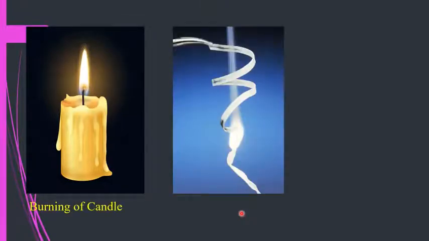This is burning of candle. Do you know what is this? This is magnesium ribbon, and this is the burning of magnesium ribbon. And when magnesium ribbon is burnt, then this type of white ash is produced.